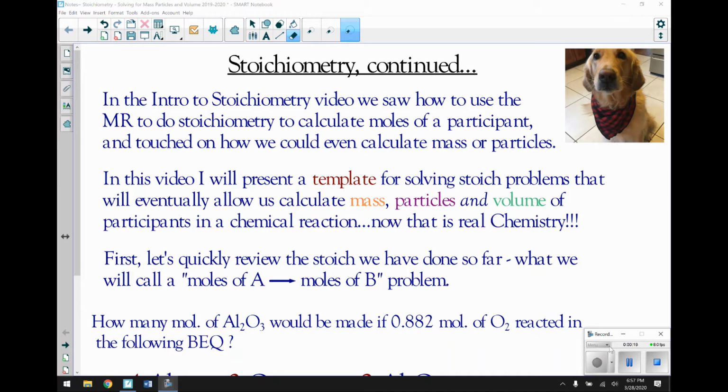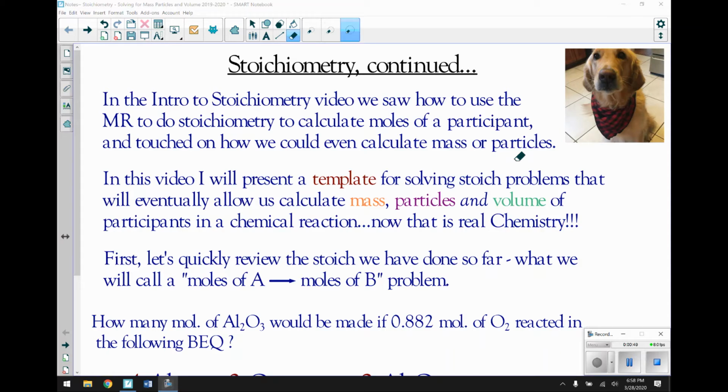In the first video, we saw how the mole ratio can be used to calculate the number of moles of a participant that we want to find out about. And once we find moles of that participant, at the very end, we touched on how once we know moles of, for example, aluminum oxide, we could calculate mass of aluminum oxide using the molar mass, or particles of aluminum oxide using Avogadro's number.